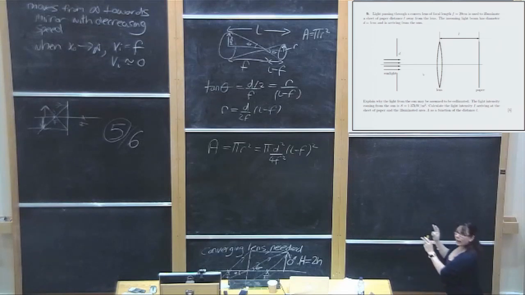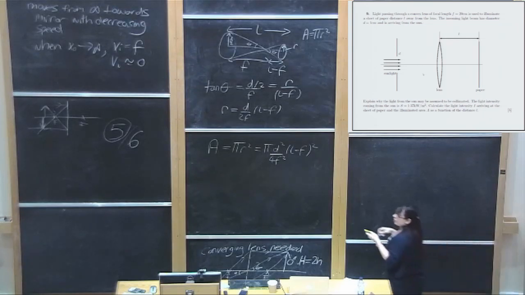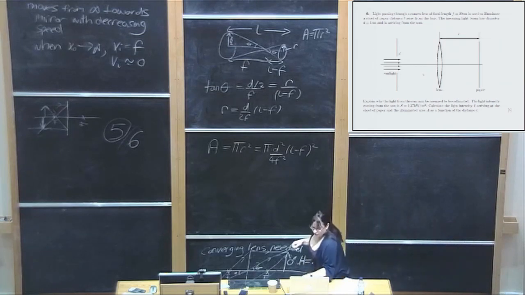There are two clues to that. One is that this whole thing, where I've had to do about three things, first explain the collimatedness, then calculate the area, and then in a minute calculate the intensity, is only worth 5 marks. That suggests you are probably not supposed to do anything too complicated.